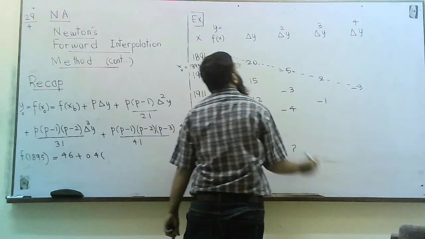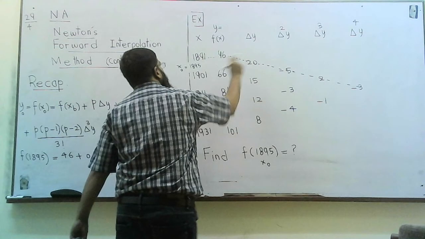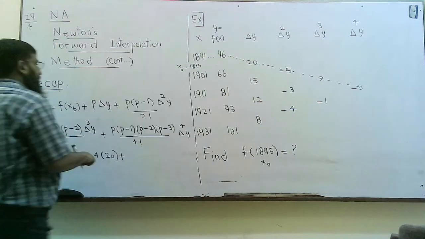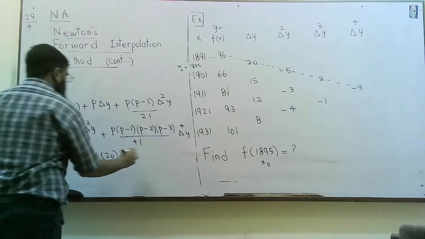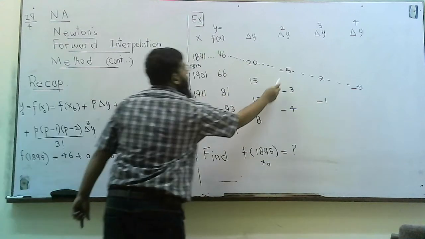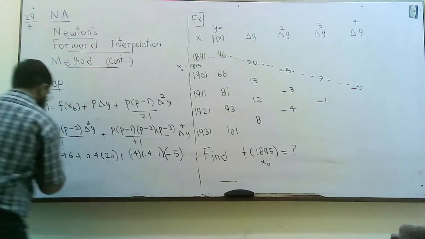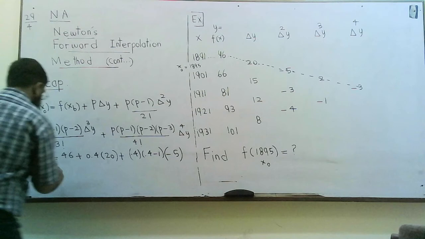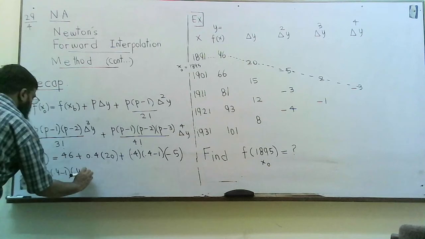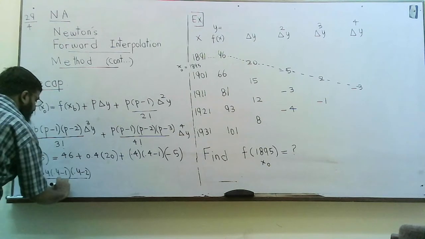So del y is 20, plus p into p minus 1, 0.4 into 0.4 minus 1, divided by 2 factorial, times del squared y. The del squared y term is negative 5 here, plus p into p minus 1 into p minus 2 divided by 3 factorial, 0.4 into 0.4 minus 1 into 0.4 minus 2, and I have missed 2 factorial there. Divided by 3 factorial, del cube y.